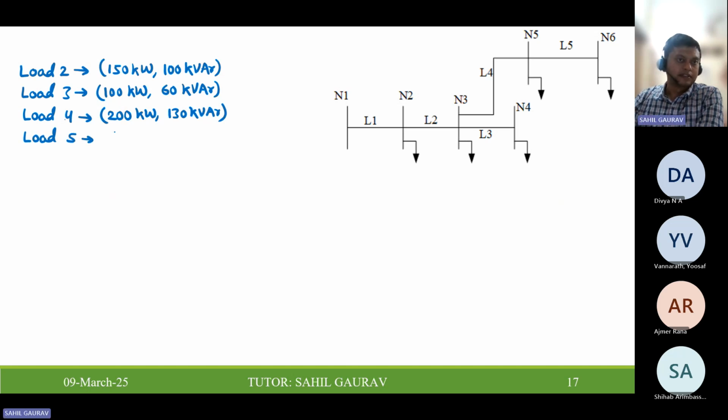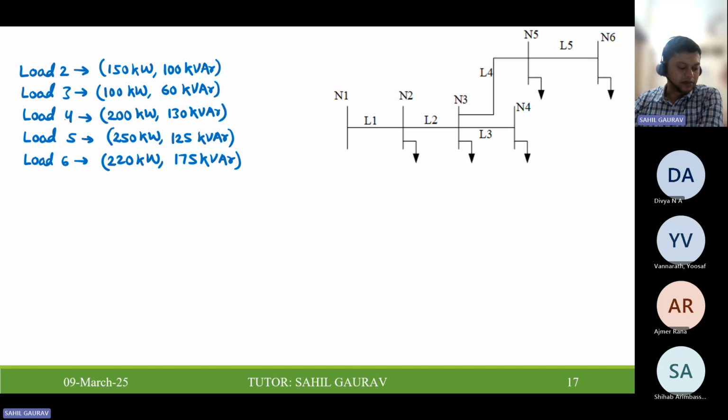Load 5 is 250 kilowatt, 25 kVAR. Load 6 is 220 kilowatt, 175 kVAR. If you got the answer, you can type it in the chat box also.